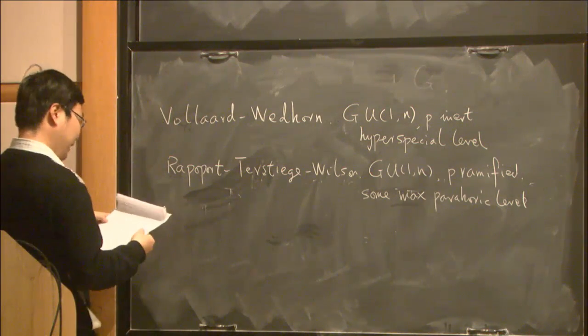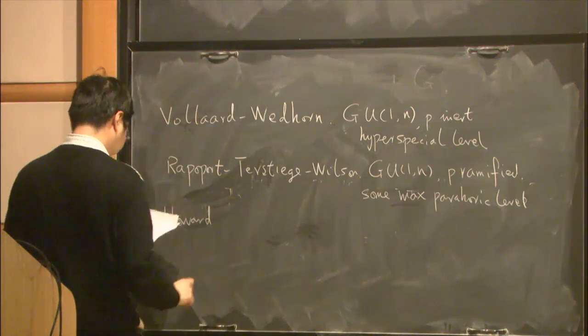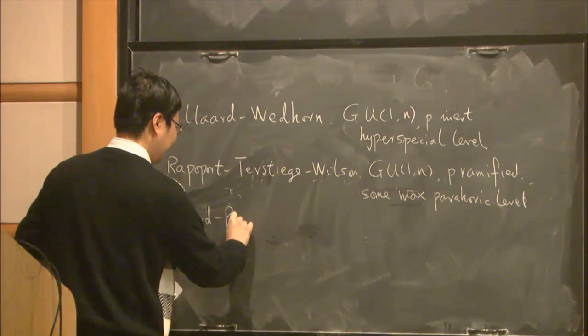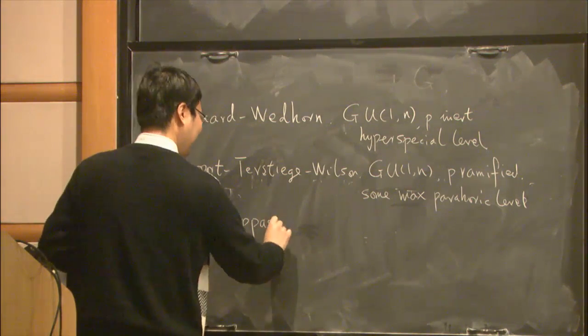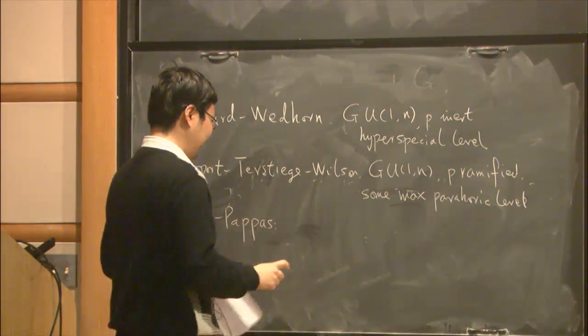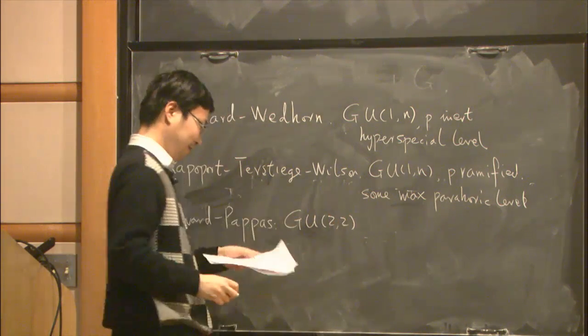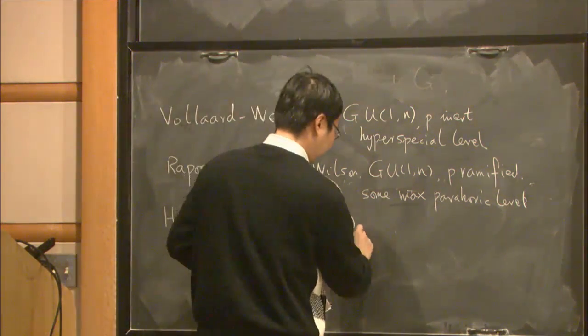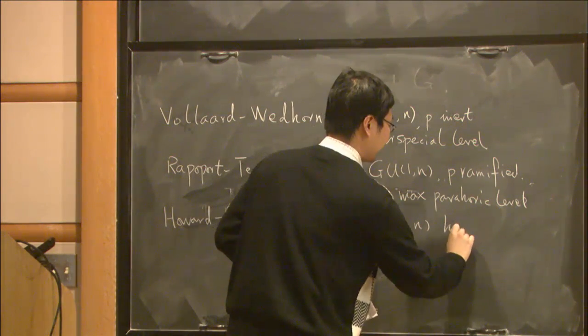And then later on, Howard, Pappas. So they studied the GU(2,2) and also SO(2,n) with a hyperspecial level structure.